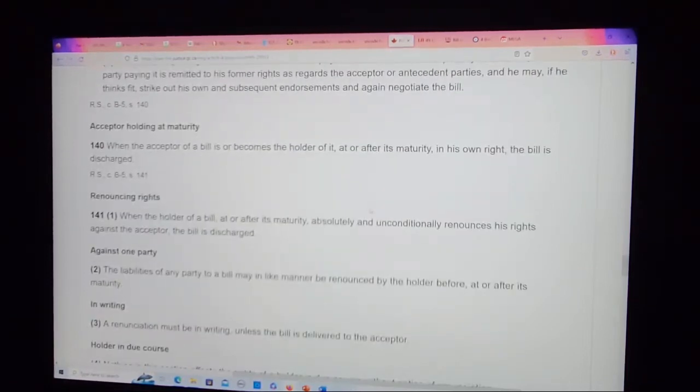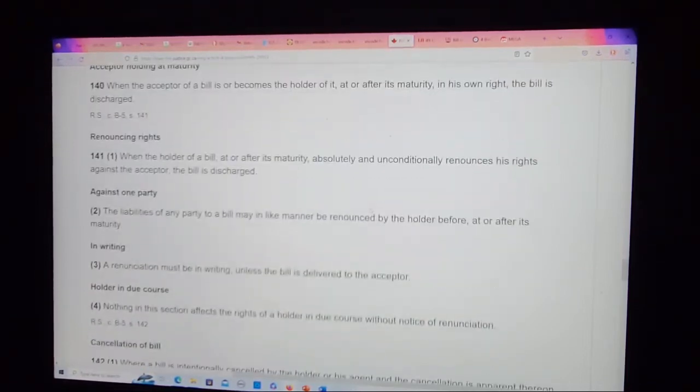Acceptor holding at maturity. 140. When the acceptor of a bill is or becomes the holder of it at or after its maturity, in his own right, the bill is discharged.